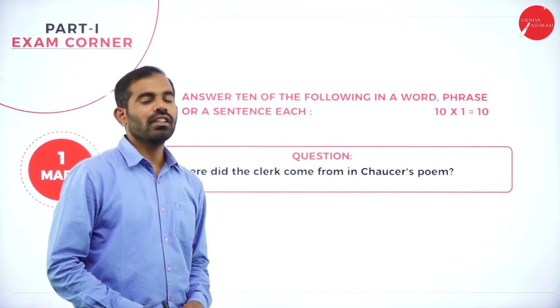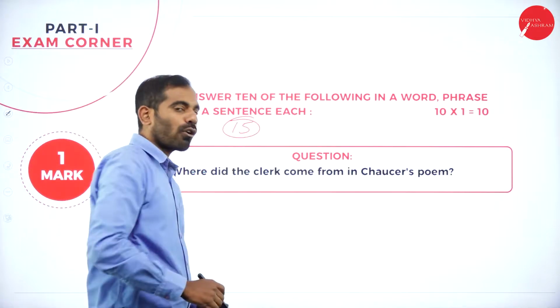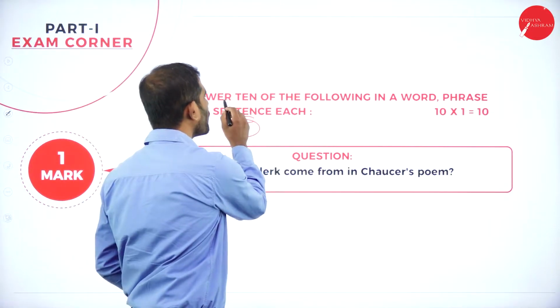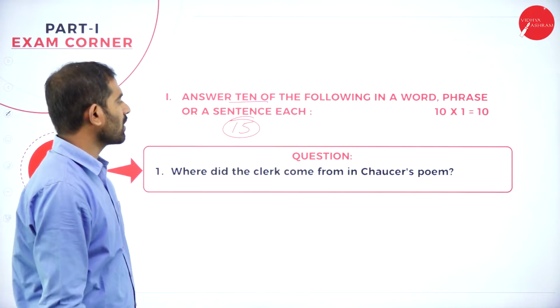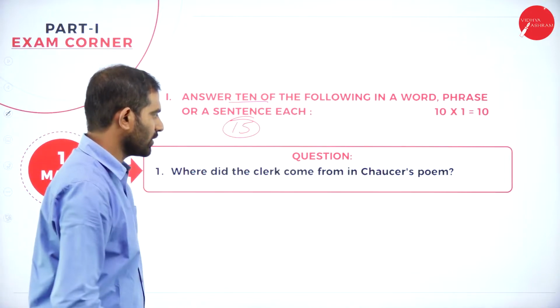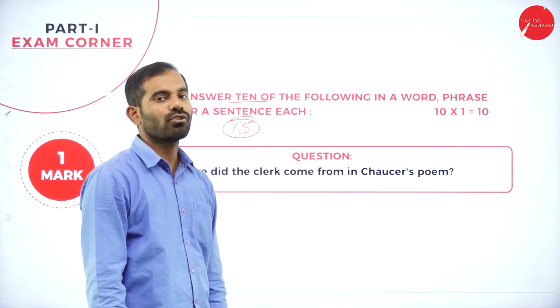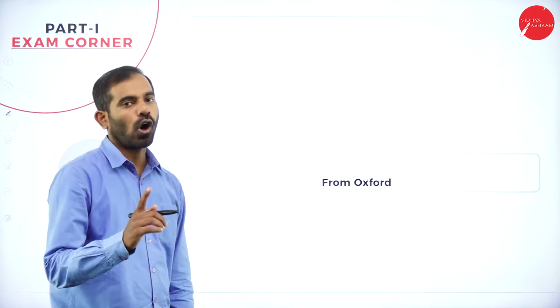In the very first main, you will be facing 15 questions. Out of 15 questions, you have to attempt any 10. The very first question is, where did the clerk come from in Chaucer's poem? This question is from the Oxford Clerk, written by Geoffrey Chaucer, and the clerk has come from Oxford.